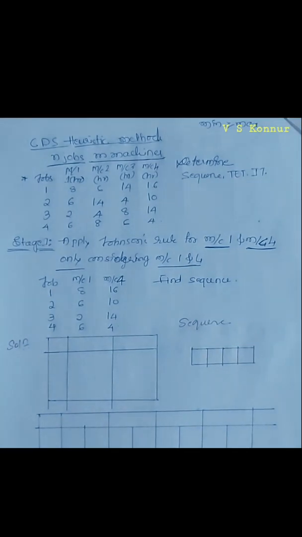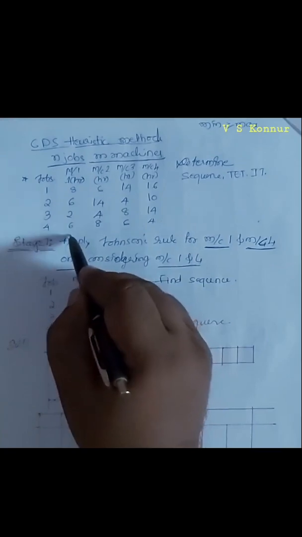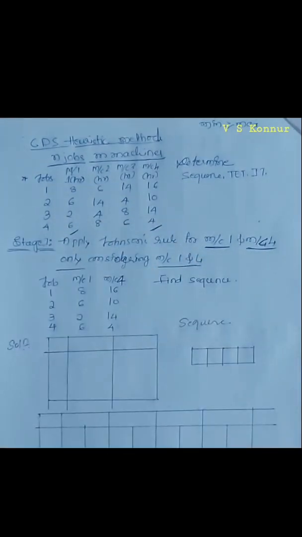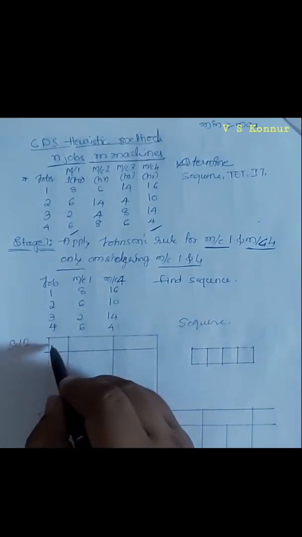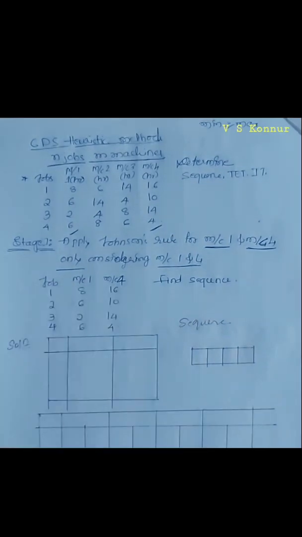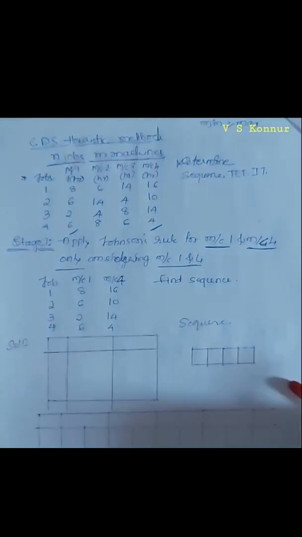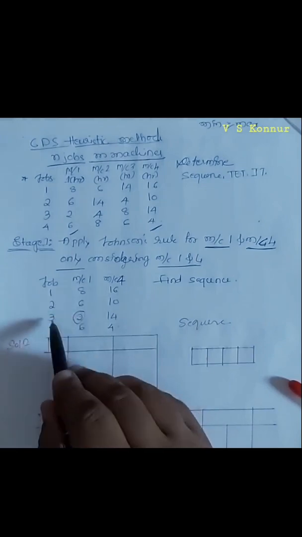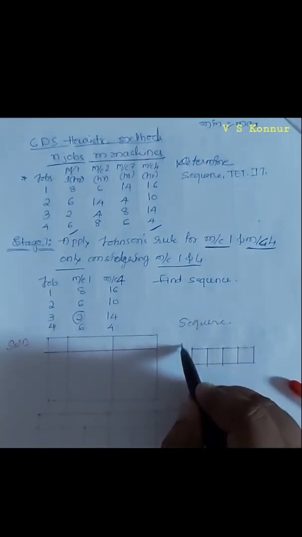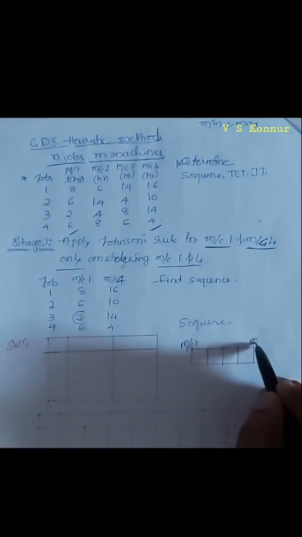In this, first you have to apply Johnson's rule for machine 1 and machine 4. By considering machine 1 and machine 4, you have to solve one complete problem. So now we will consider machine 1 and machine 4, and we have to find the sequence. To find the sequence, once again the procedure is the same. You take the least; you will write here machine 1, and here machine 4.